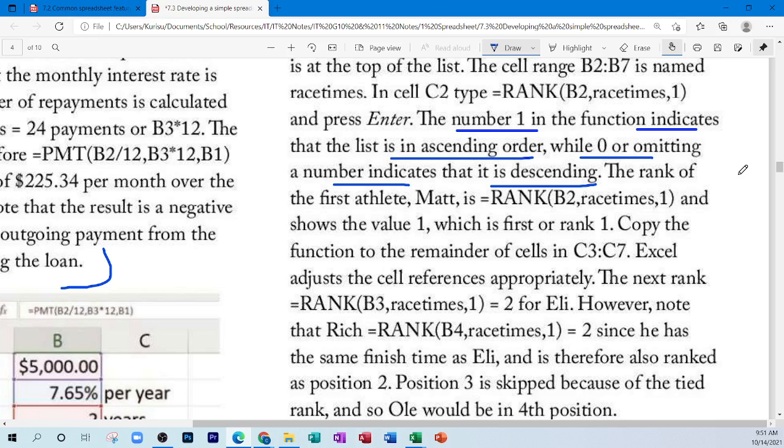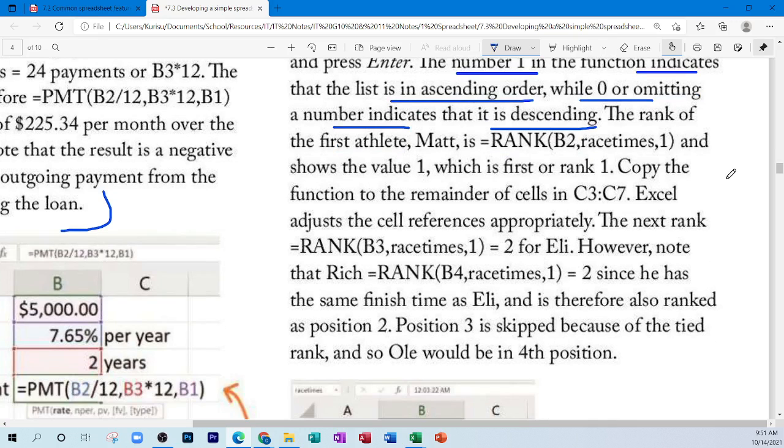Copy the function to the remainder of cells C3 to C7. Excel adjusts the cell references appropriately. The next rank, =RANK(B3, ..., 1), equals 2 for Eli. However, note that Rich, =RANK(B4, ..., 1), also equals 2, since he has the same finish time as Eli and is therefore also ranked as position 2. Position 3 is skipped because of the tied rank, and so the next would be in 4th position.